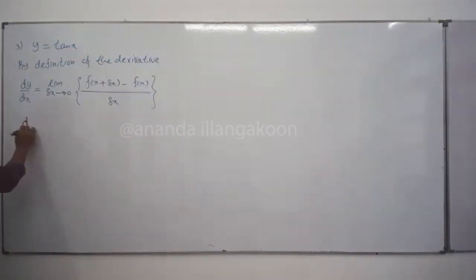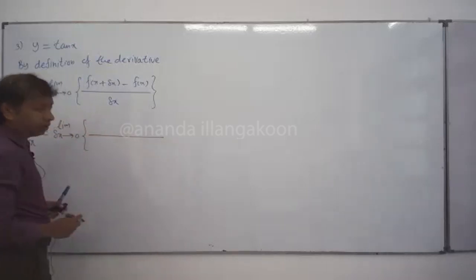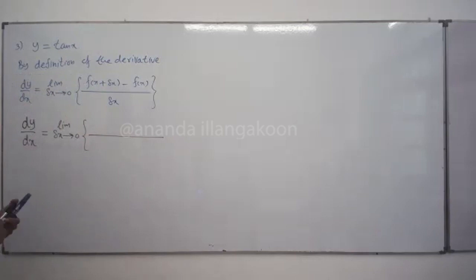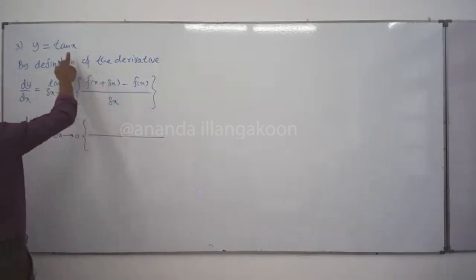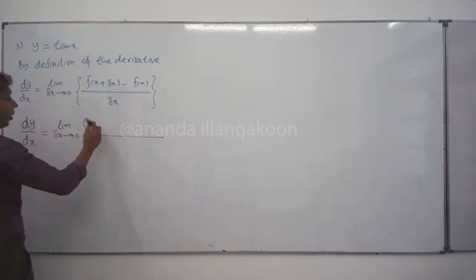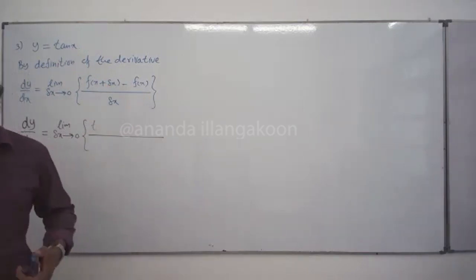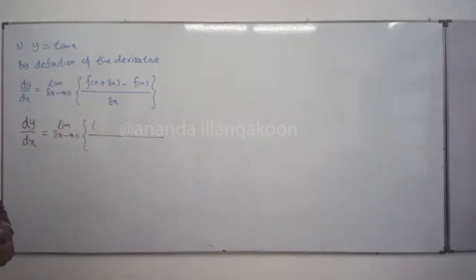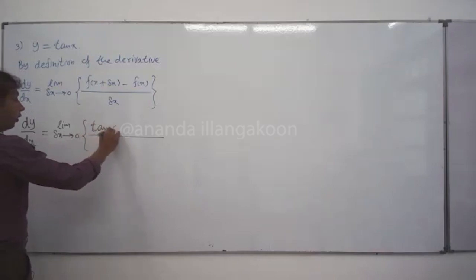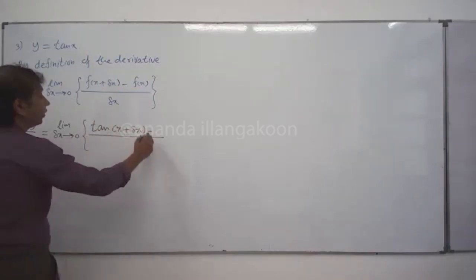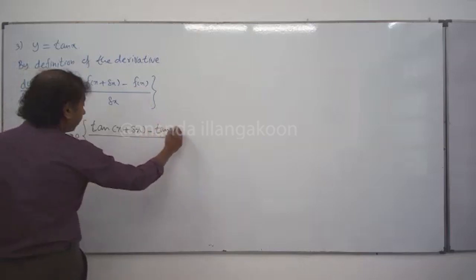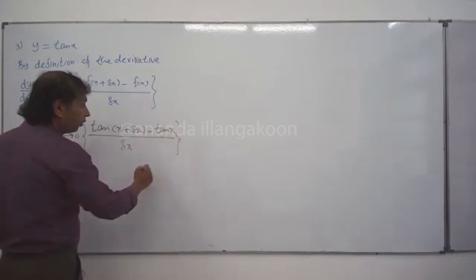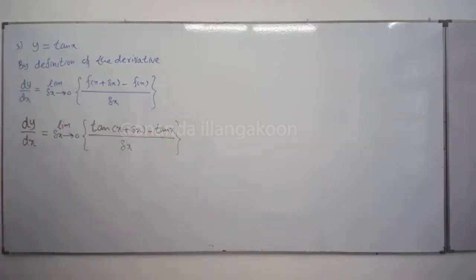So then if I do so, we get dy by dx equals limit delta x going to 0, tan of x plus delta x minus tan x, divided by delta x. Really this tan x is your f of x, then x we have replaced by x plus delta x. Understood? Divided by delta x, people, right? Okay. This is what we get.